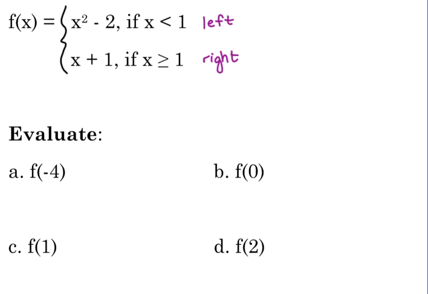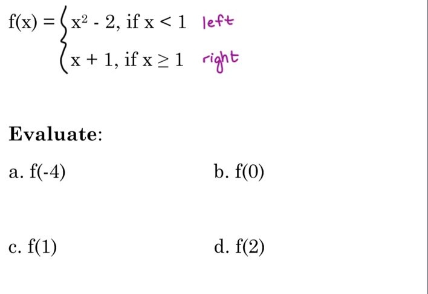Now, here's the easy part. Evaluating piecewise functions. A says, what is f of negative 4? Well, ignore the fact that we're doing a piecewise function. If I just asked you what's f of negative 4, what do you do? You plug negative 4 into the function. But we've got to decide where to plug it in because we have two pieces here. Does negative 4 fall less than 1 or greater than 1? Less than 1. So we plug it into the left side.